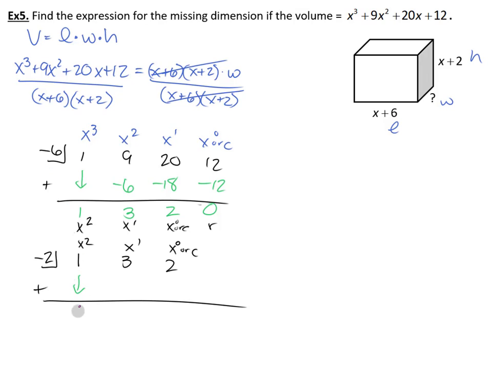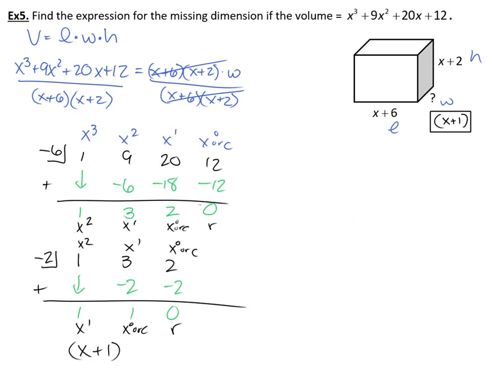Okay, so again, we'll go through our algorithm, drop down 1, times -2, adding we get 1, times -2. Beautiful. Another remainder of 0. And this would be the constant, and this is the coefficient of x to the first. So it looks like x plus 1 is our remaining factor. So the missing dimension over here should be x plus 1.